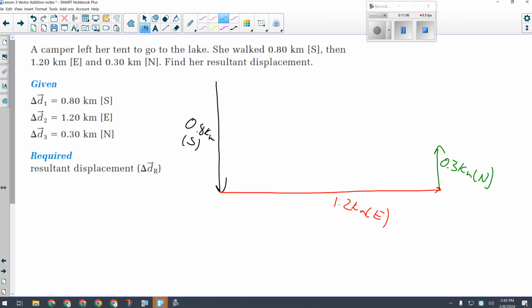Okay, so this is their final position. This is their initial position. Agreed? All right. Think about the definition of displacement. Displacement is how much and in what direction you change your position.